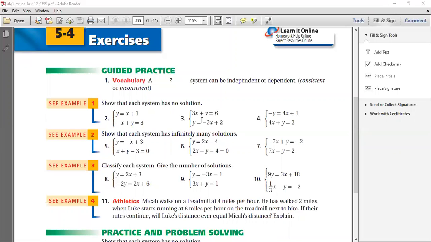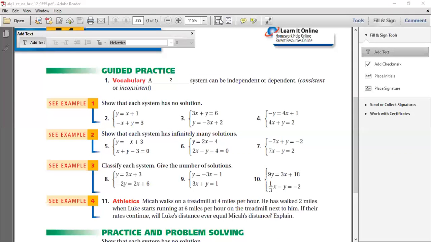I also told you before I stopped yesterday to try questions number 3, 4, 6, and 7. So before we start today's lesson, let's check the answers, and how you have proved the system has no solution. That's for questions 3 and 4, and for questions 6 and 7 you needed to prove that it has infinitely many solutions.